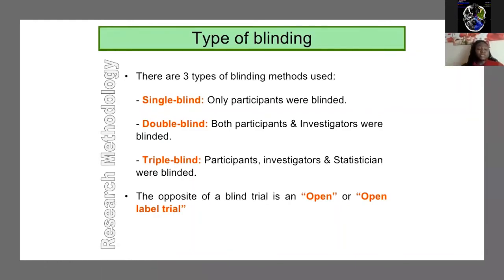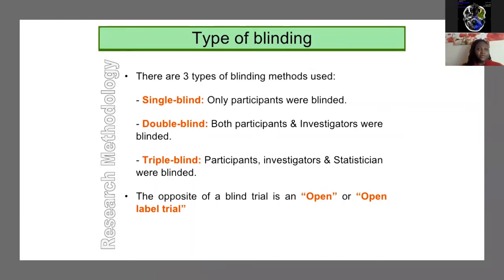That means the participant did not know the intervention or whatever is being given to them. Now, double blind: both the participants and investigators were blinded. That means even the person you're recruiting and even the researchers don't know which patient is getting the placebo and which patient is getting the control. This is very important to reduce bias.